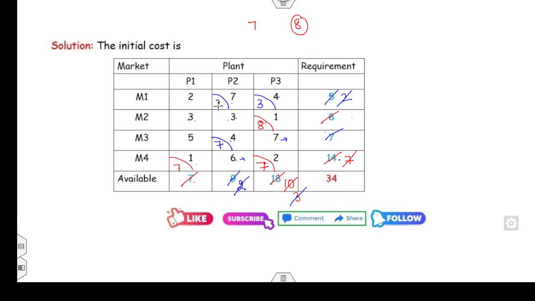You can see the allocation is 2 plus 3, that is 5, 8, 7. 7 plus 7 is 14. Similarly, you can check for the column wise.